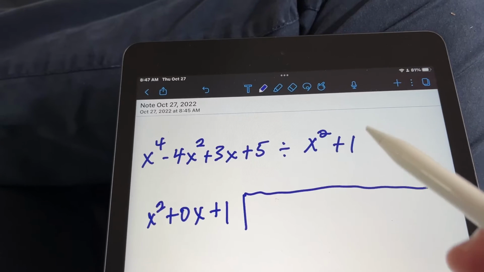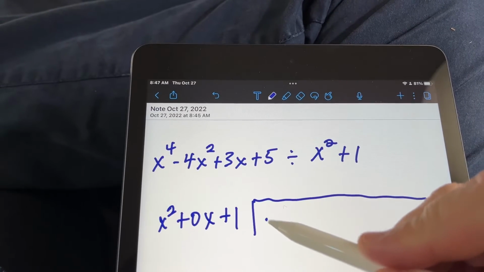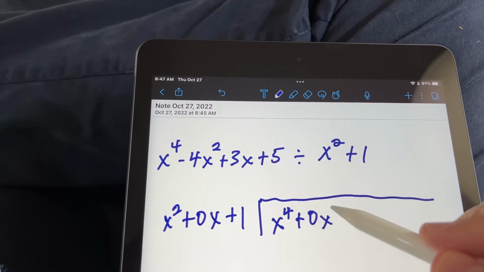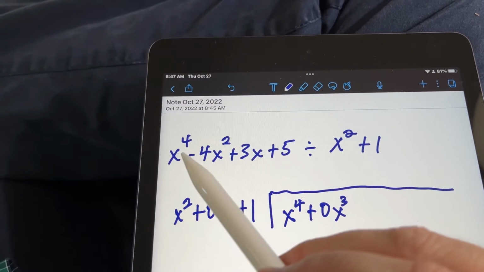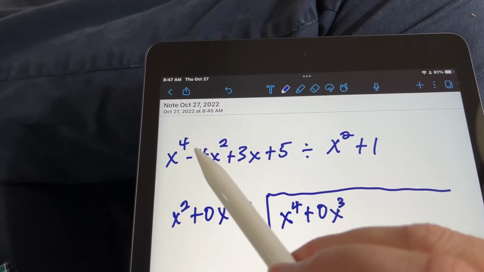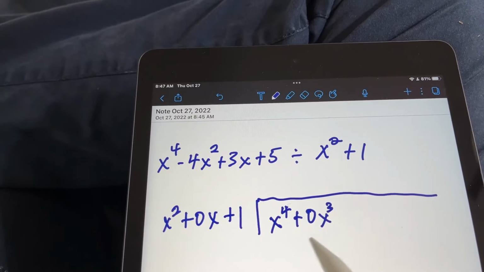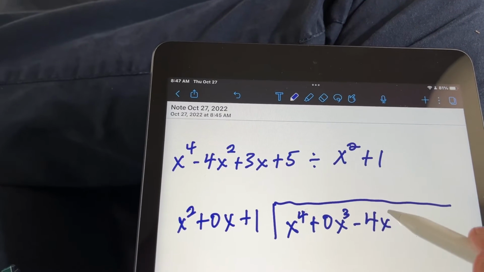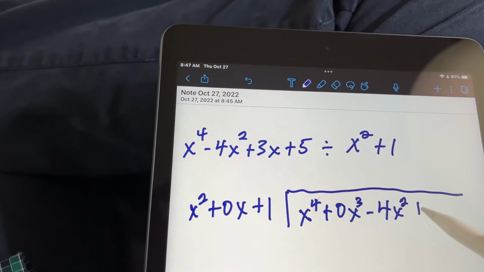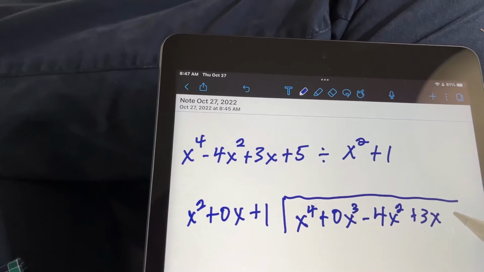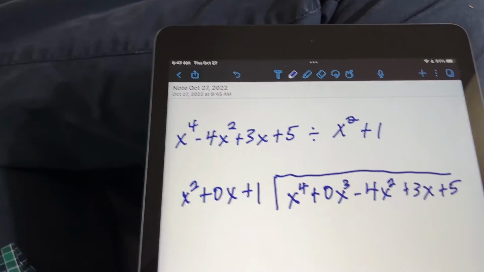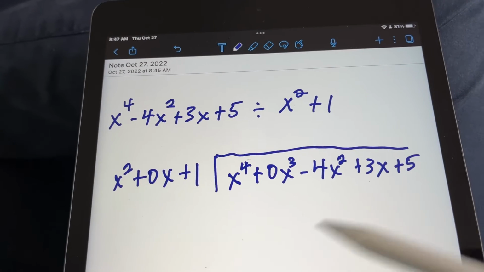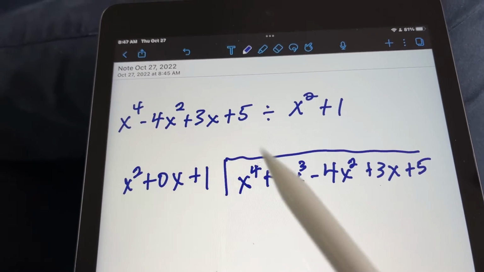So I'm going to do that. The other thing I'm going to do is I will use a placeholder here as well. So I'm going to have a 0x cubed because I have an x to the fourth and then an x squared. I need an x cubed term. By doing this, you help keep things lined up, and trust me, that is probably the most crucial part of getting this right, is keeping things lined up so you're subtracting the correct terms from one another, the like terms from one another. So that problem looks like this.